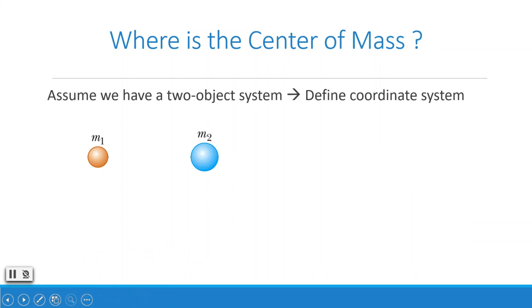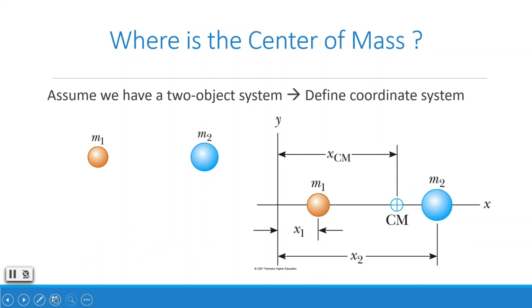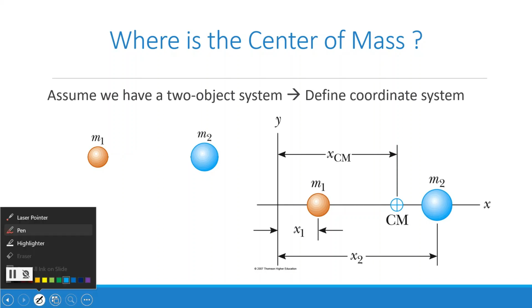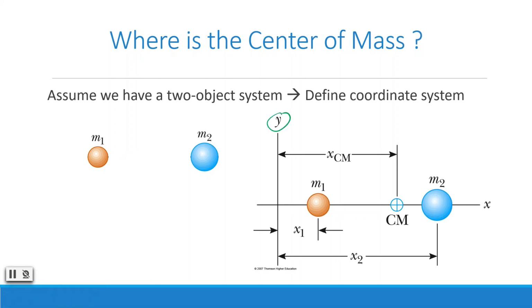So how do we find the center of mass? Well, let's say we have a two-object system. The first thing we have to do is define a coordinate system. Now, how you set up that coordinate system is going to vary depending on the problem. So what we're going to do here is set up basically a one-dimensional system. We have a y-axis here defined, but it's not really necessary for our understanding because we're looking at just one dimension. So you can pick any arbitrary axis of location.